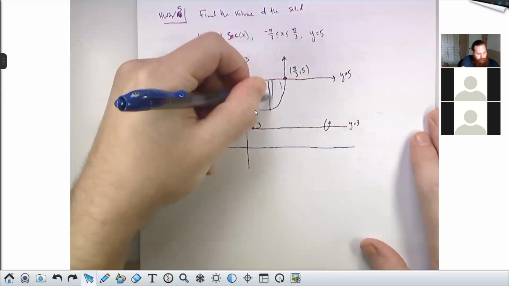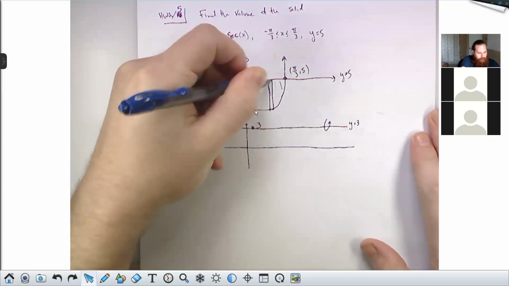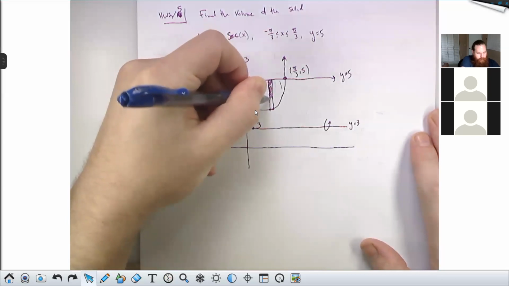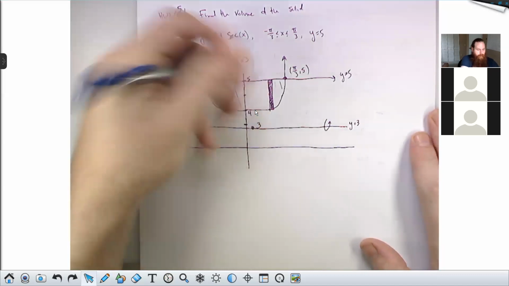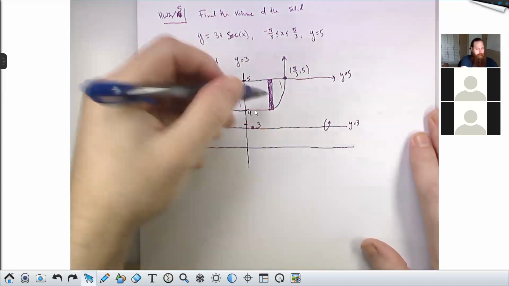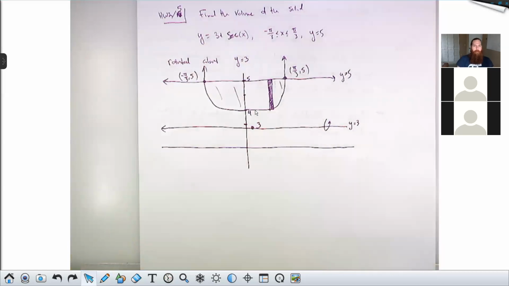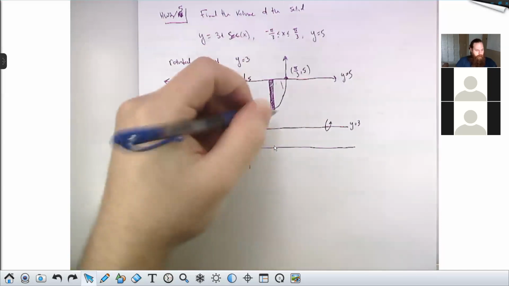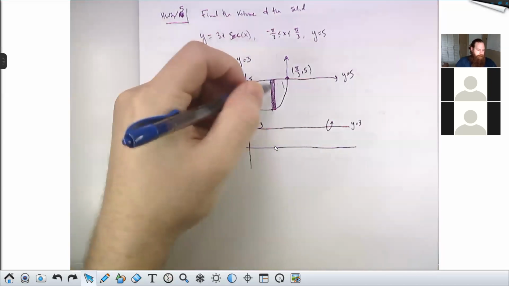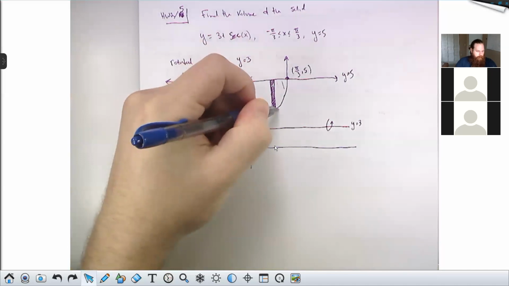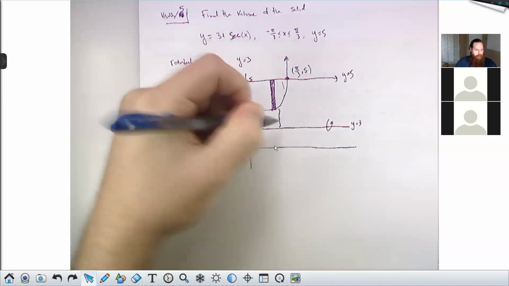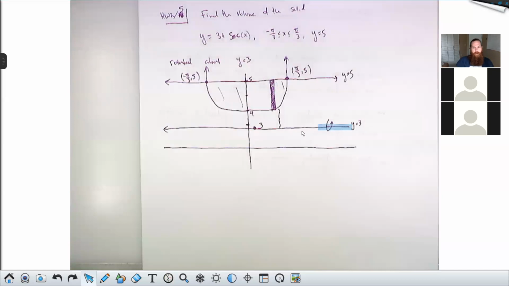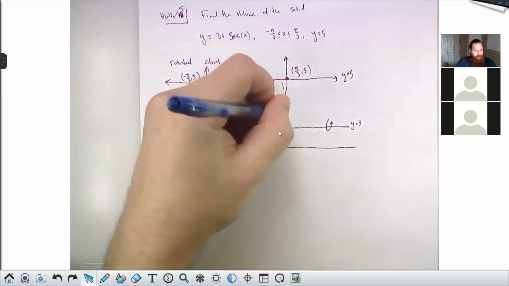So, okay, here's my strip. I'm using the disk washer method. So my strip goes in perpendicular to the axis of rotation. Axis of rotation is this horizontal line, so my strip will be vertical. And now I can go after my r's. Remember, little r is the distance from the near end of the strip to the axis of rotation. So if my axis of rotation is the line y equals 3, here's my strip. The near end of the strip to the axis of rotation, that's this distance.